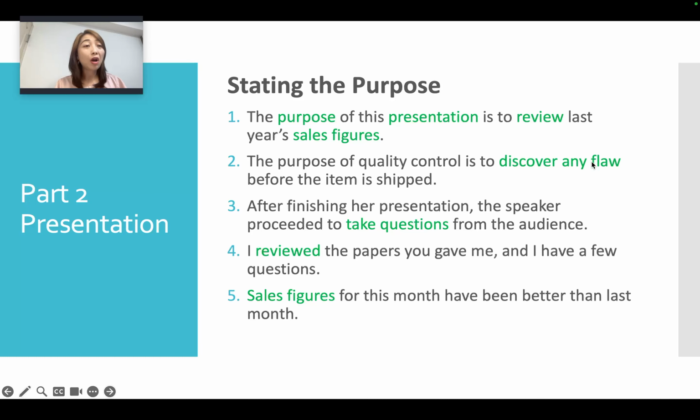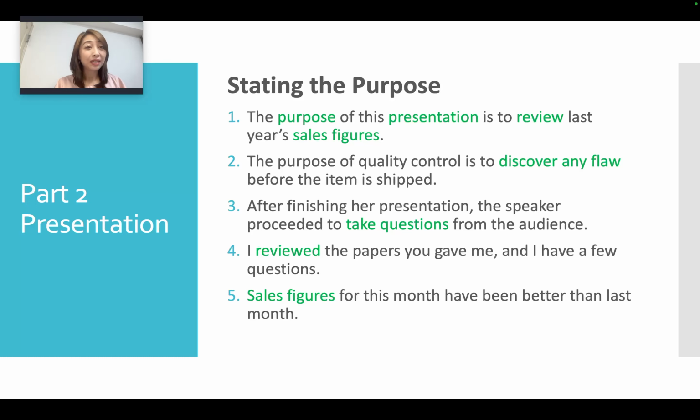Everybody, what does flaw mean? Flaw means something has disadvantages, has a problem, is not perfect. Good. So discover any flaw means to find out any problems. Now you have learned some good sentences. In a meeting, you can always say the purpose of our presentation, or the purpose of blah blah is to blah blah, right? We learn more useful practical sentences here.